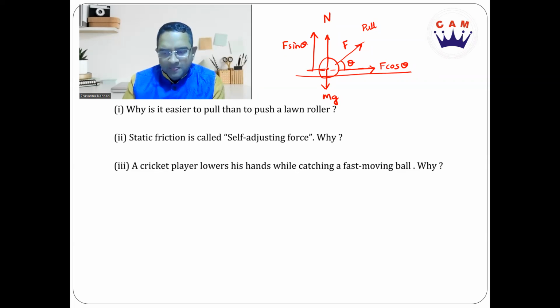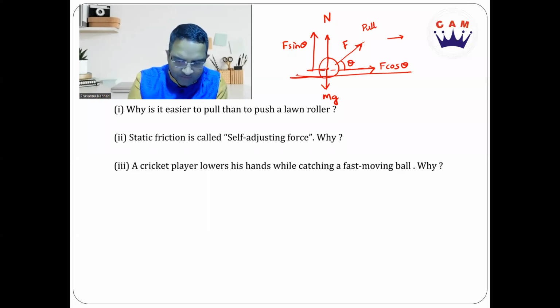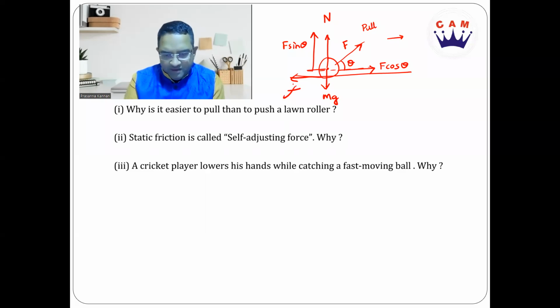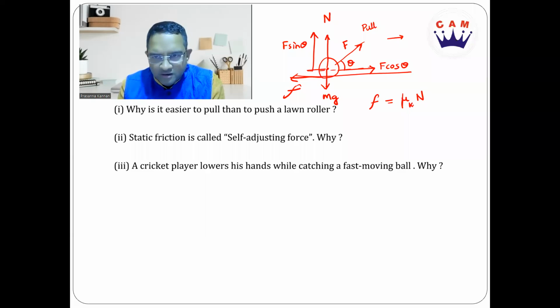Now, let's say the roller is going to move this way. So friction is going to act in this direction, correct? What is the relation between friction and normal reaction? Friction is mu into N. Here the object is moving, so it's mu kinetic, the coefficient of kinetic friction, multiplied by normal reaction, right?